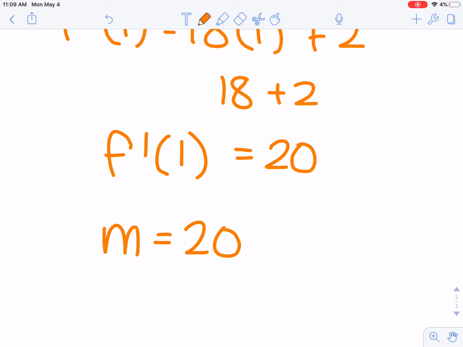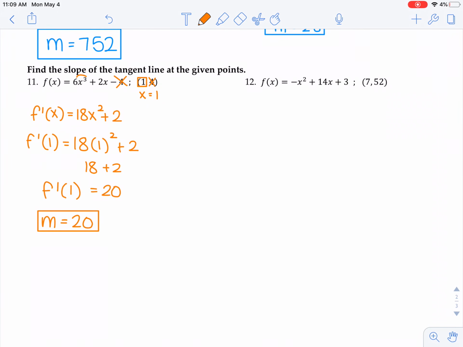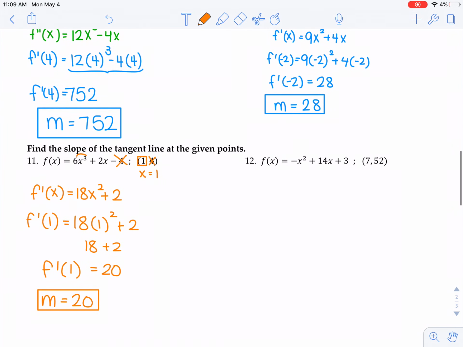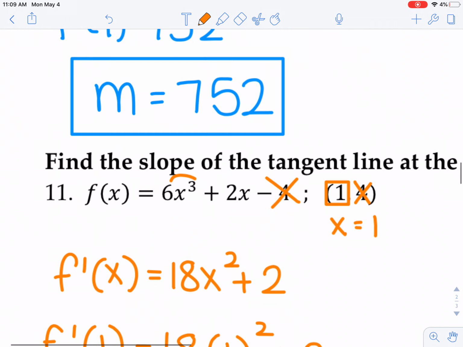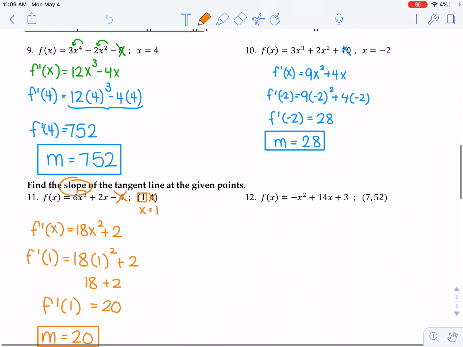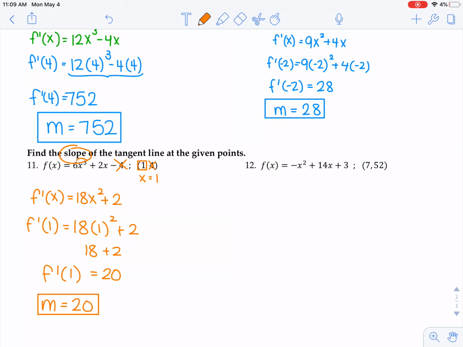So the m, remember guys, m stands for slope, mx plus b. That's why I'm writing my final answer as m, because it's not asking for the derivative, it's asking for a slope. That's a technicality. I won't be too strict on that.